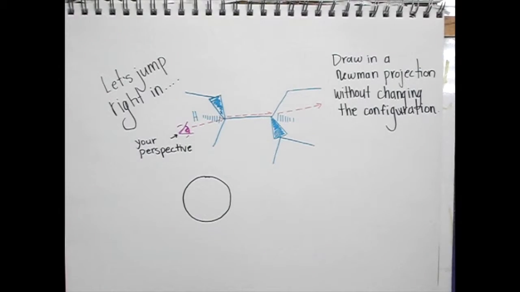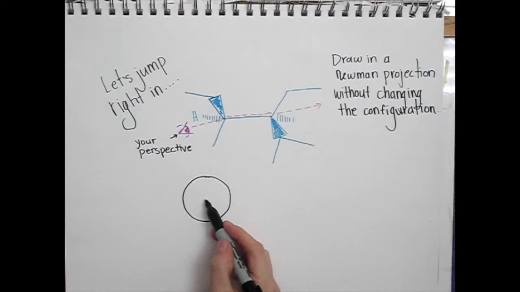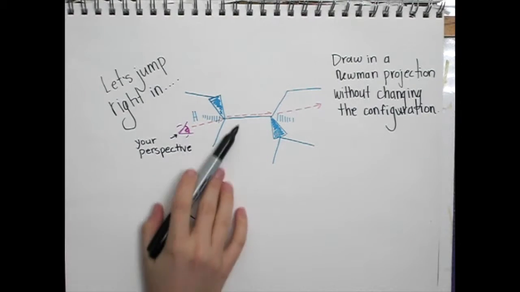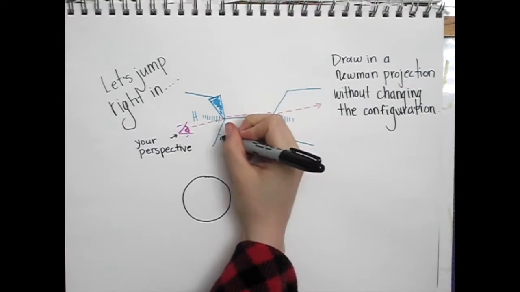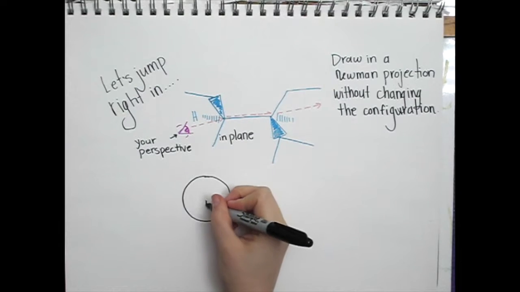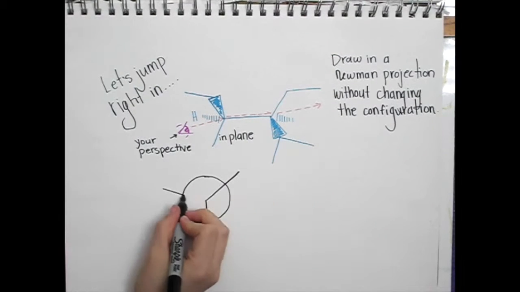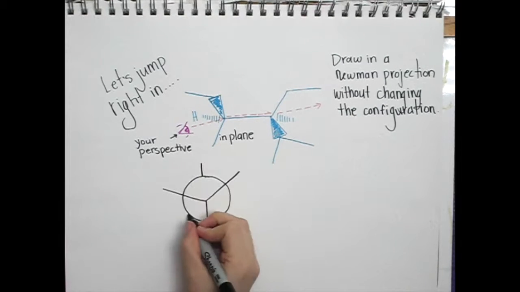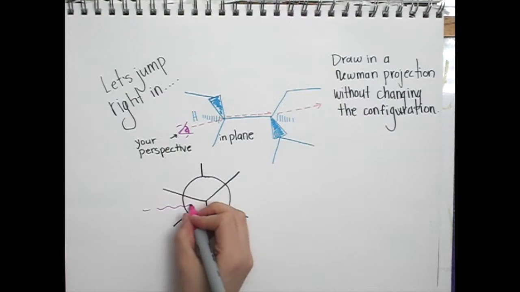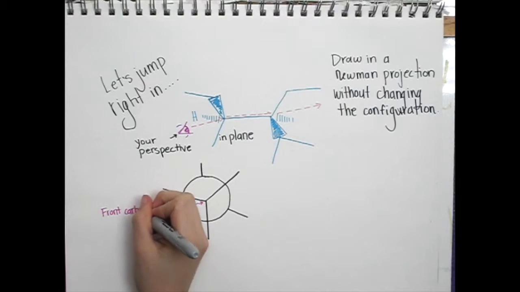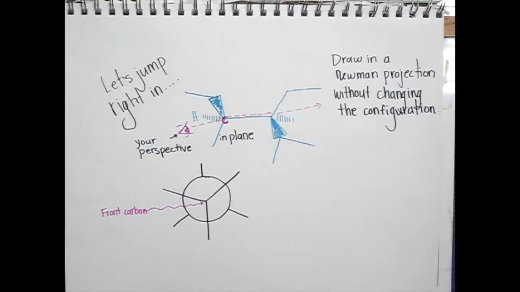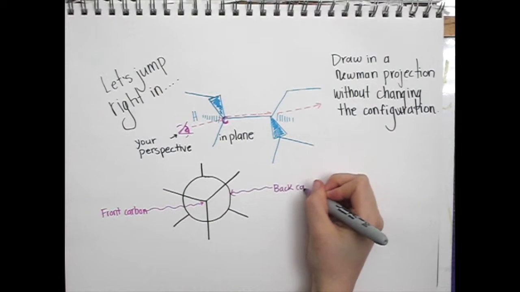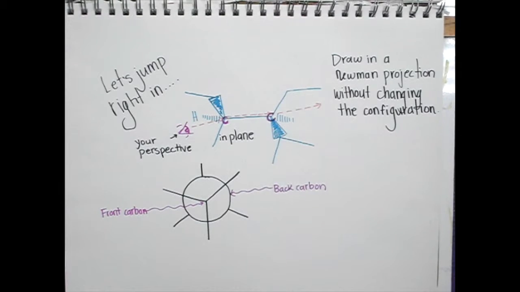First, we need to decide if the front carbon's a Y shape or an upside down Y shape by looking at our front carbon on the structure. Since we have a group in plane going down, we're going to do just the Y shape in front. The back carbon will do the similar thing. We have a group going up, so we have the upside down Y carbon. In the Newman projection, the crossed area is the front carbon and the circle is the back carbon.